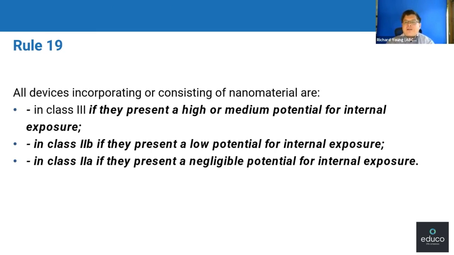But basically, if you've got nanomaterials there, it's at least a class 2A. But if the exposure level is at the higher end of the spectrum, you could be as high as a class 3 for nanomaterials. A lot of products out there utilize this technology now. So really important if you're working in that area.